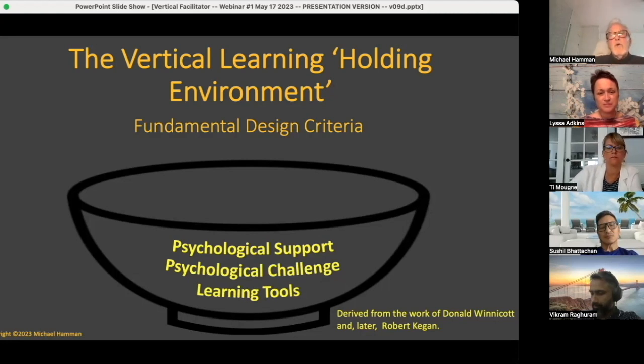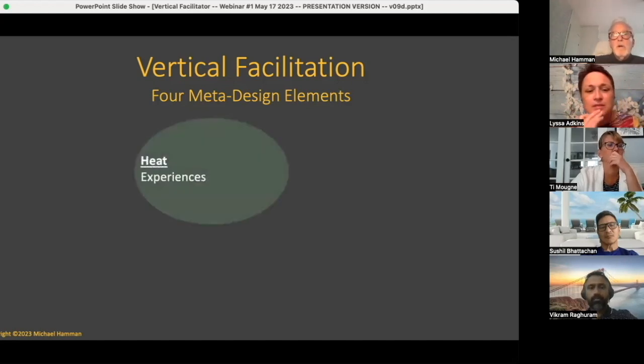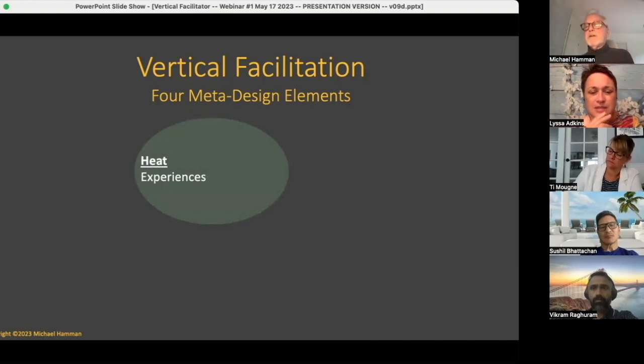Okay, so let's move on to the second part, or the second dimension of this model, this framework that's the backbone of all of this, and there are four meta design elements. So this basically extrapolates off of... how are we doing, Lisa?